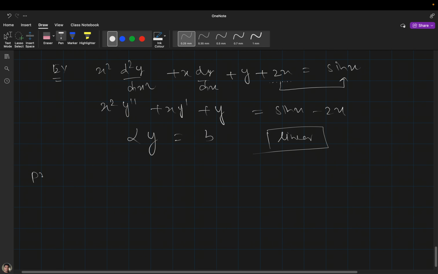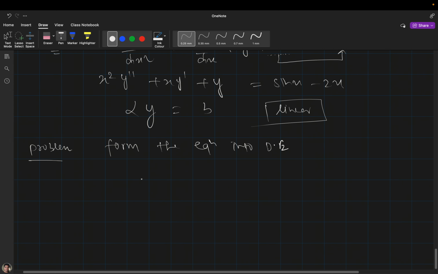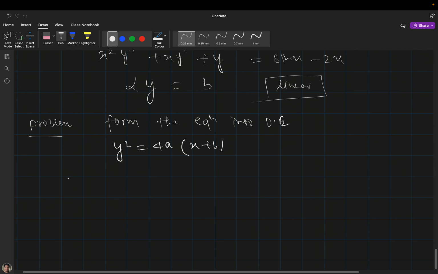So let's take a problem. Form the differential equation from the equation y square equal to 4a x plus b. Do this quickly. What will be the differential equation?